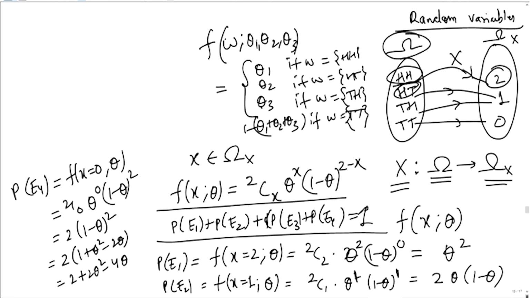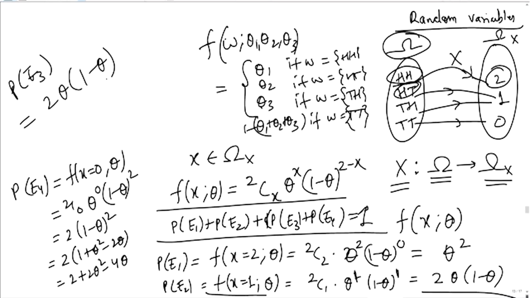And what would be E3? Probability of E3 would be same as E2. So, that would be 2 theta into 1 minus theta. So, this is what we are getting so far. Probability of E1 is theta square, E2 is 2 theta 1 minus theta, E3 is 2 theta 1 minus theta, E4 is 2 plus 2 theta square minus 4 theta. What happens when you sum them up? You take the summation of all these 4. So, let us take their summation.